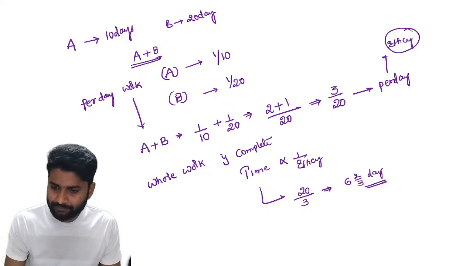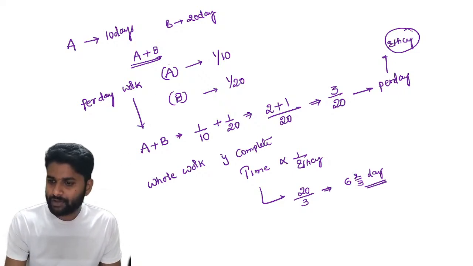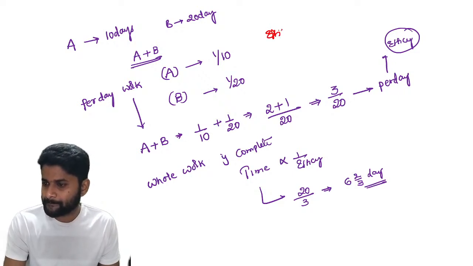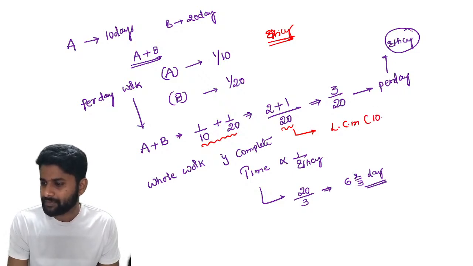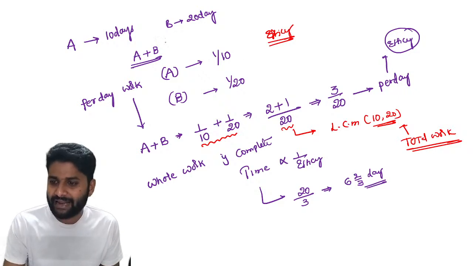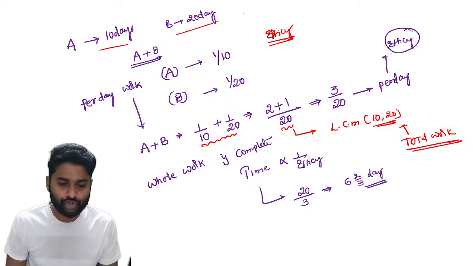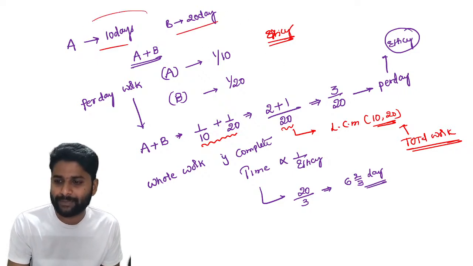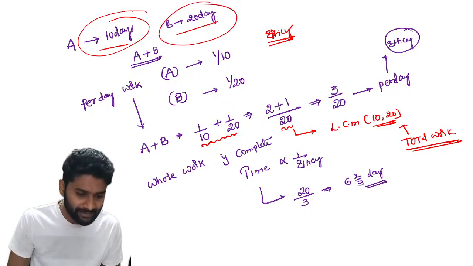Okay. Now here, the most important thing. You understand that efficiency. So here, you are using one important calculation. 10 and 20, we considered 20. So why? Because 20 is the LCM of 10 comma 20. It means you have to understand this concept in time and work: total work is all about the LCM of given parameters. See, here A data is given, B data is given. Total work depends on the LCM of the given numbers.